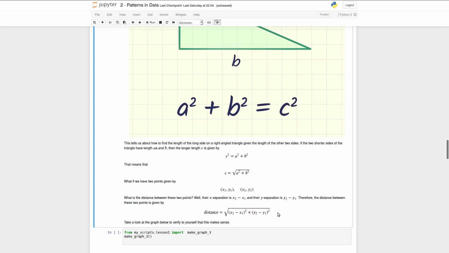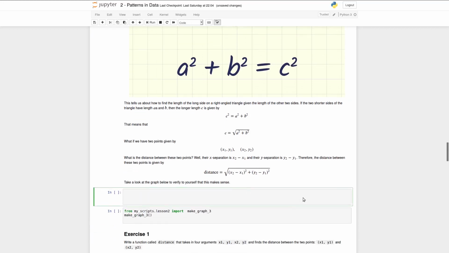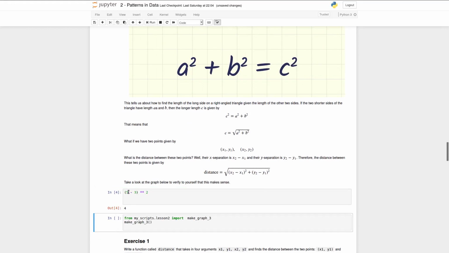And one thing to note here is that it doesn't actually matter which order you do it in. So you could do (x1 minus x2) squared or (x2 minus x1) squared, and the same for y. It doesn't matter because if you do the subtraction in the other order, it's just going to be the negative of whatever it was in the original order. And when you square a negative, you just get back the same thing. So let me just do a real quick example here. For example, 5 minus 3 squared is 4, which is going to be the exact same thing as 3 minus 5 squared. It's 4. So the order here makes no difference.